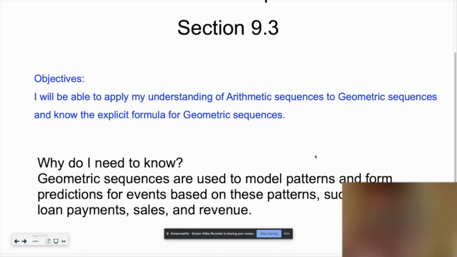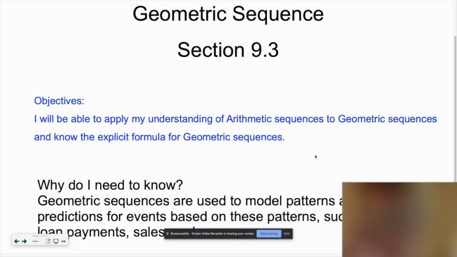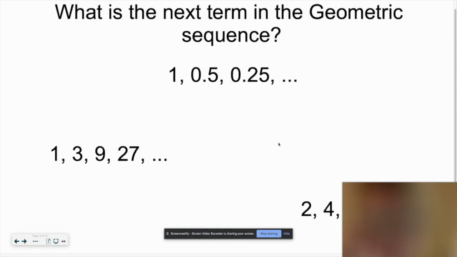All right. So like I said, today we're going to be doing geometric sequences. This is section 9.3. The biggest difference between arithmetic and geometric is that if you remember from yesterday, arithmetic means we are adding to get to the next term. So geometric is going to be a little bit different. So let's look at these sequences.